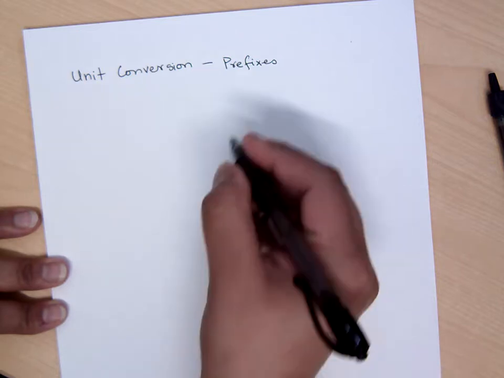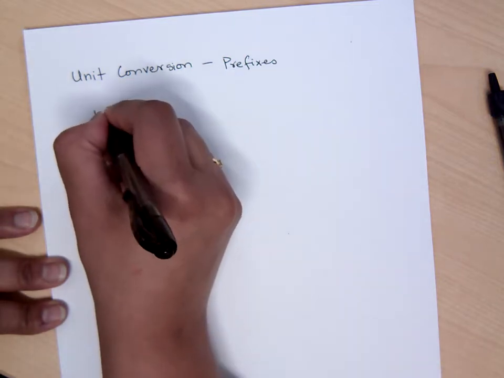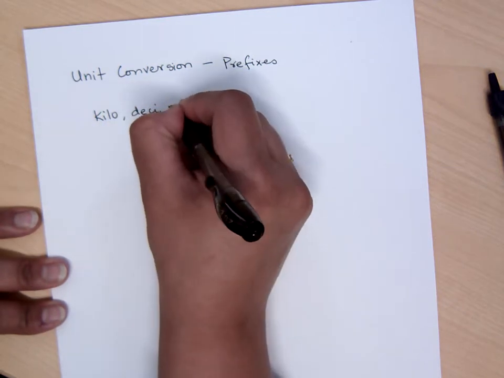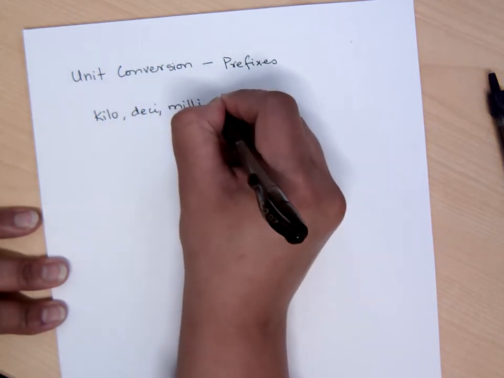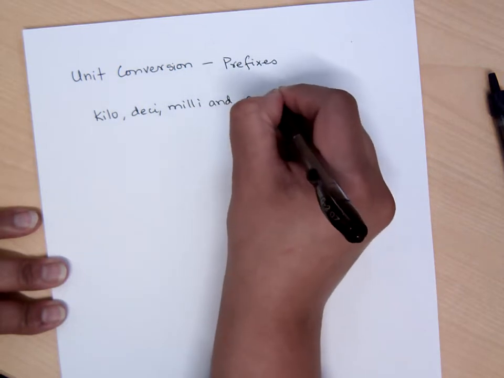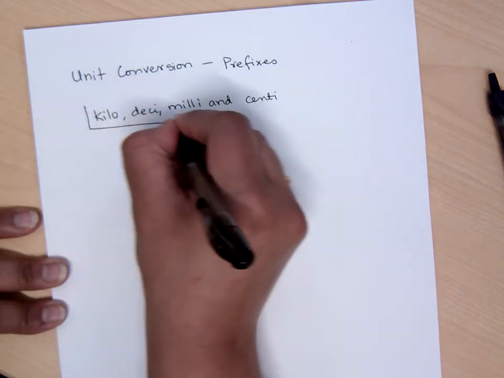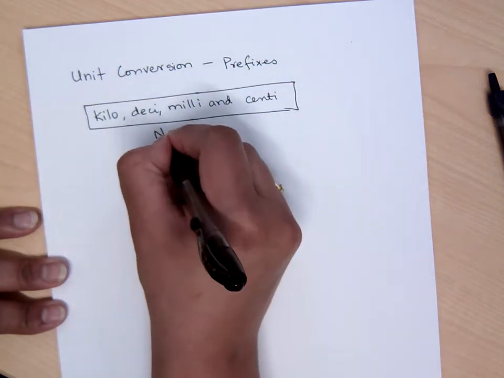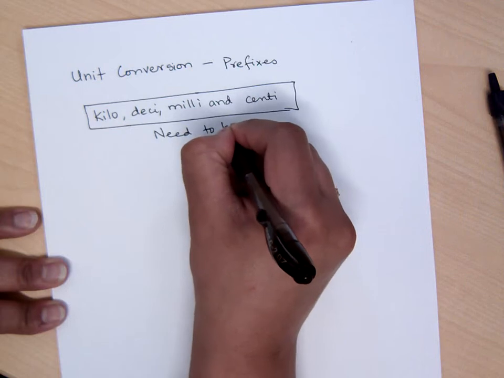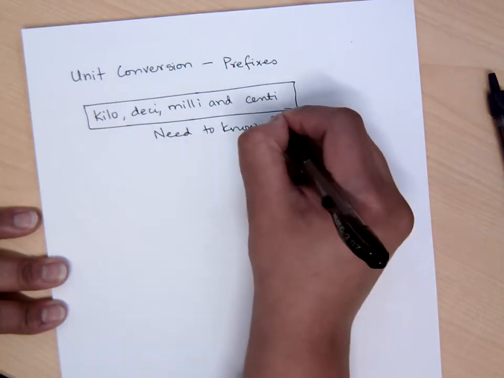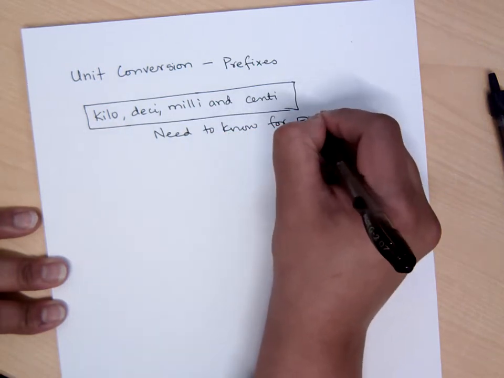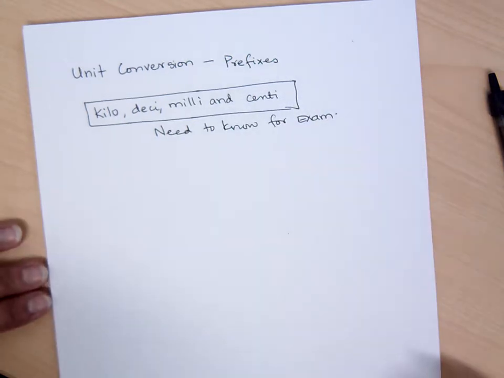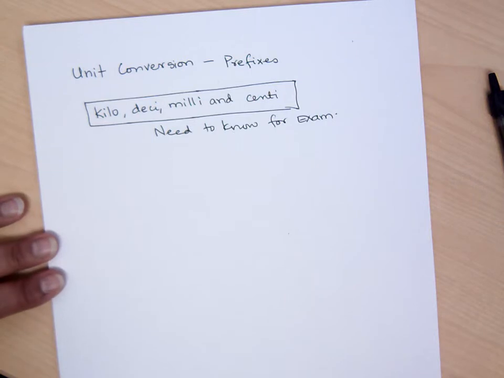But the prefixes we must know for exam are kilo, deci, milli, and centi. So these are the prefixes which we must know for exam. You need to know what these stand for, you need to know what the conversion is, and you need to know this for exams and for quizzes. Okay, so let's pick one.